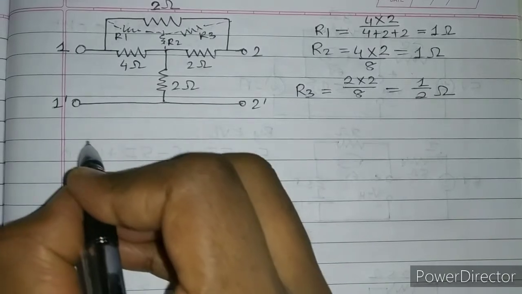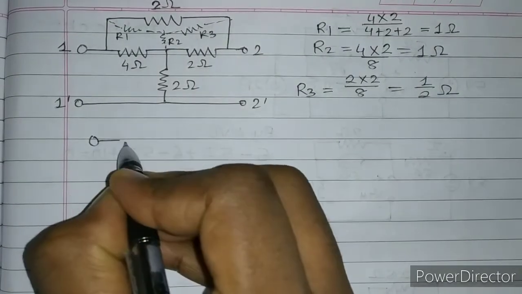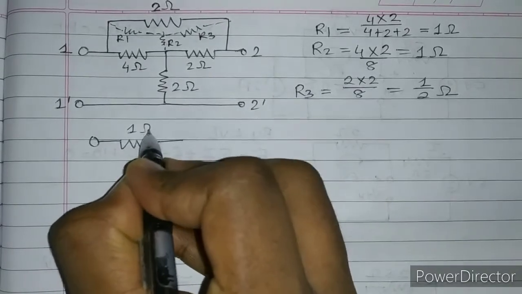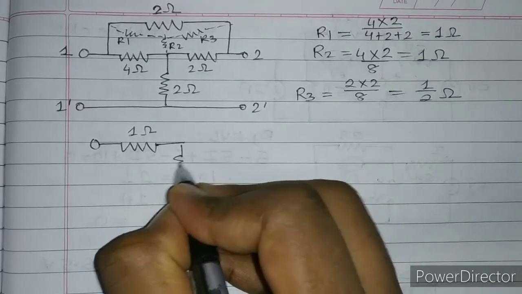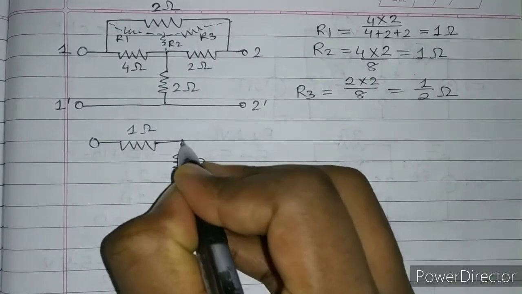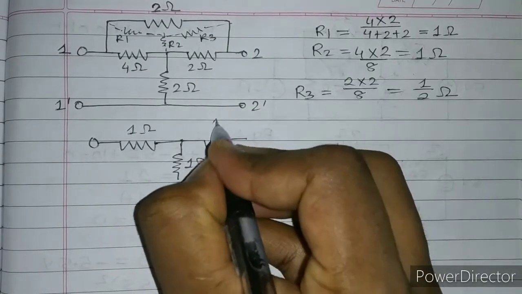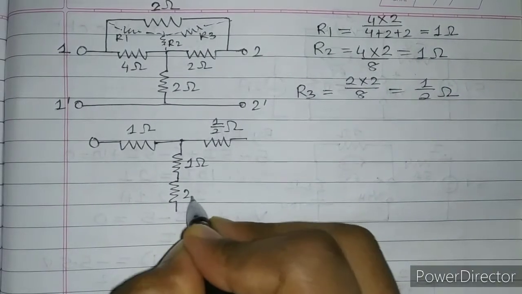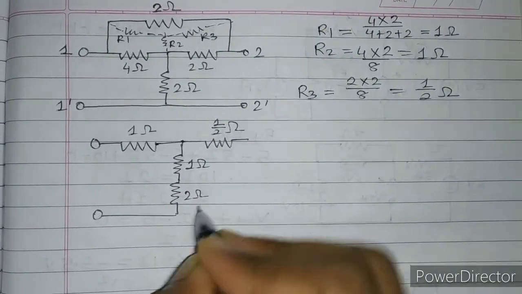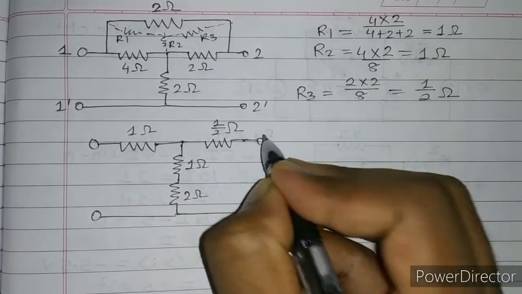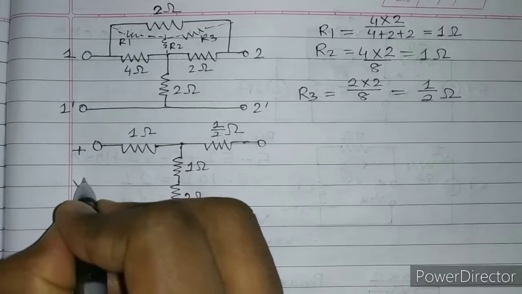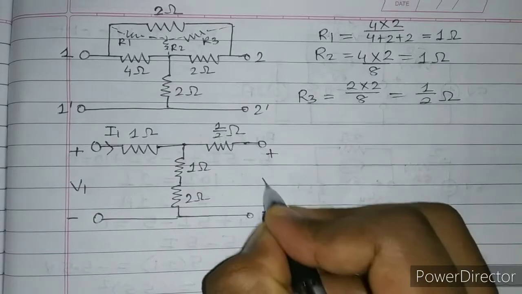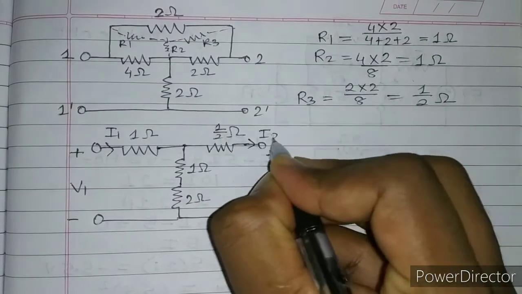So the given circuit gets modified into the circuit which I am drawing now. 1 ohm over here, then this is R2 which is 1 ohm again, this is R3 which is 1 by 2 ohm, and over here the 2 ohm resistor. This is plus minus V1 and the current is I1. Here it is plus minus V2 and the current flowing is I2.